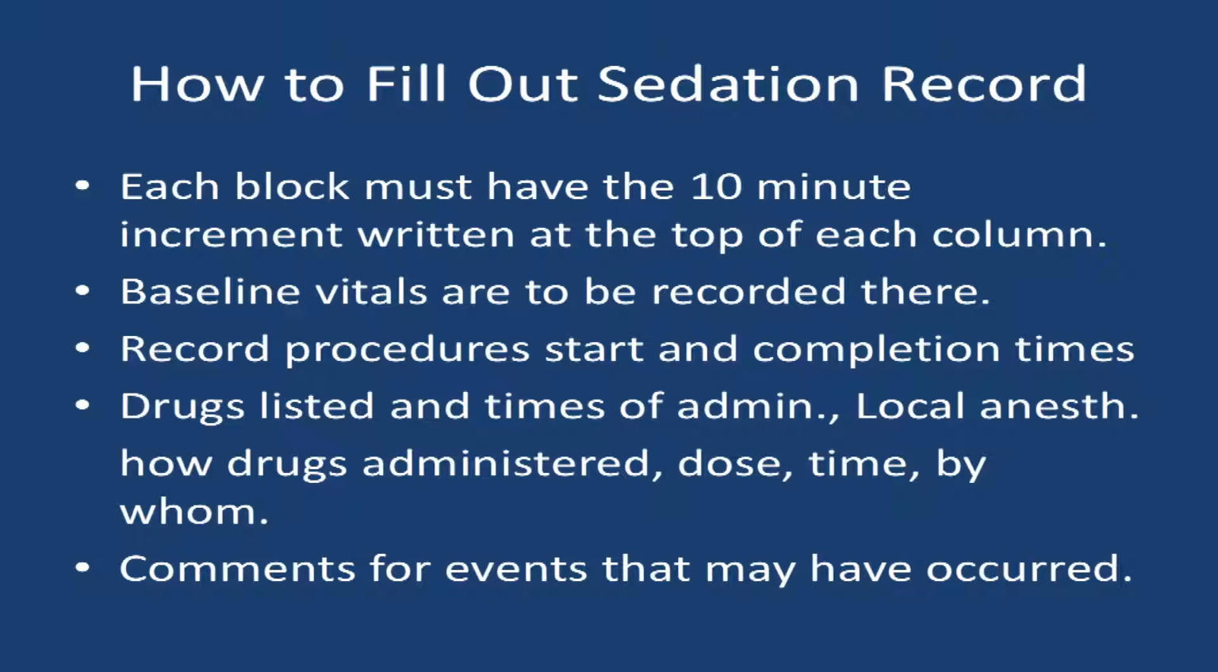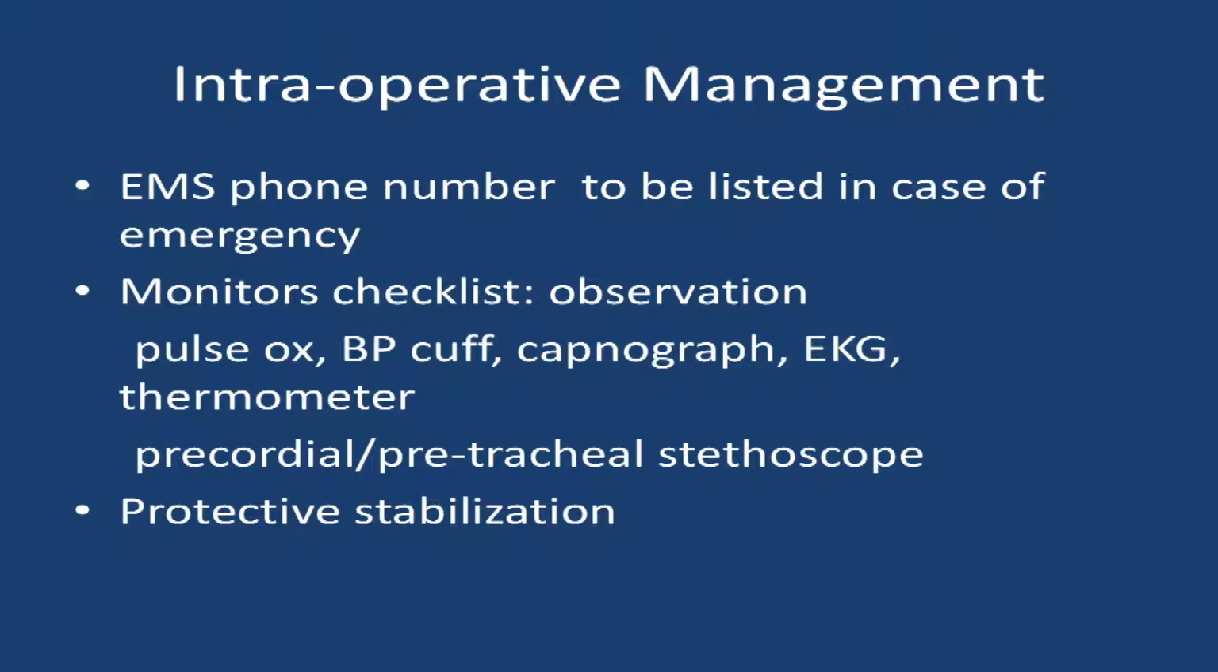The baseline vitals are to be recorded. Then record procedure start and completion times, drugs listed and times of administration, and the local anesthetic, how drugs are administered, the dose and time, and by whom, and comments for events that may have occurred. Intraoperative management requires the EMS phone number to be listed in case of emergency. The monitors checklist includes observation, pulse oximeter, blood pressure cuff, capnography, EKG, and thermometers, with opportunities to list those, a precordial or pretracheal stethoscope, and protective stabilization.